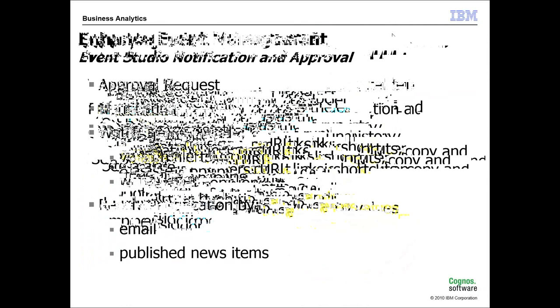Now, enhanced event management. So this is the Event Studio notification and approvals. So there is an approval request. I have a job for you to do. You, as a consumer, can say yes or no, or no, I don't want to do this, or yes, I will. Perhaps they can forward this off to somebody else who may know more information about it. There are also notification events. There are watch items.